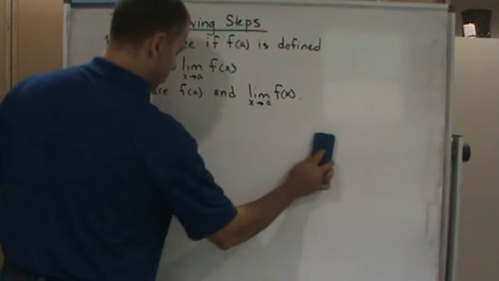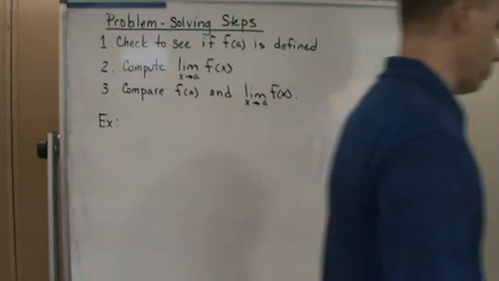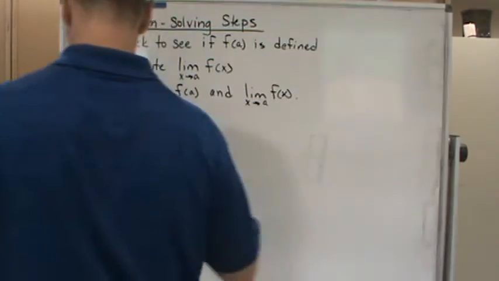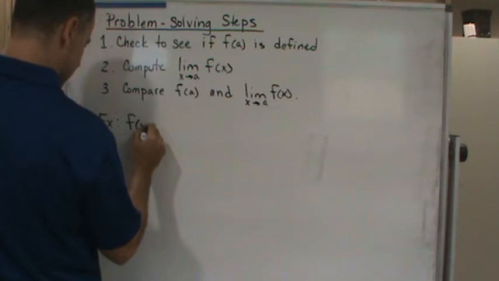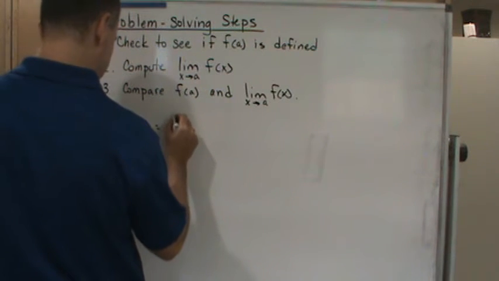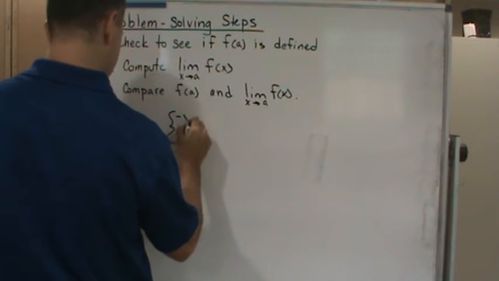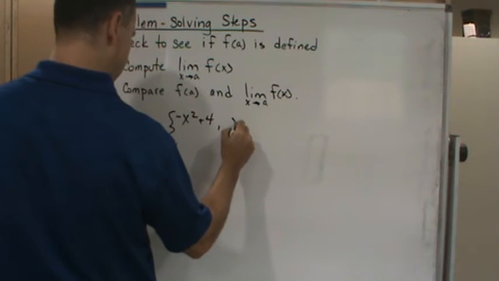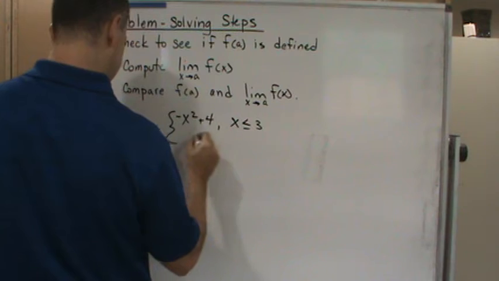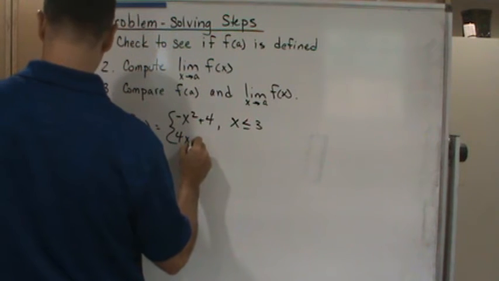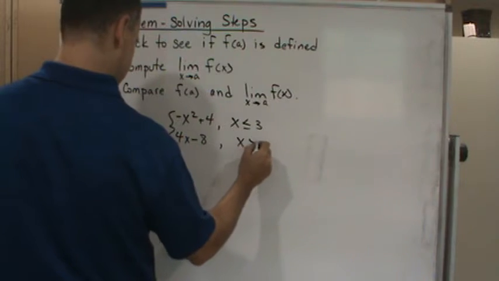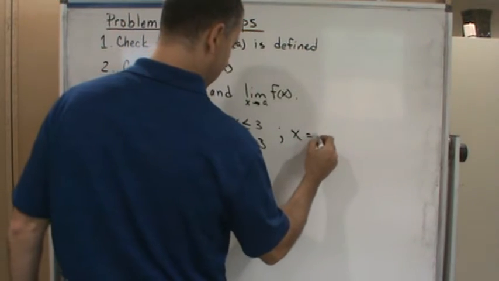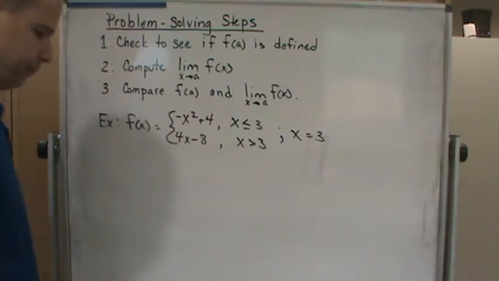Okay? So let's do another example. Let's do this one. Let's do a piecewise function. And this one's going to be f of x equal to negative x squared plus 4 for x less than or equal to 3. And then, of course, we have 4x minus 8 for x greater than 3. And we're interested in what's going on at x equals 3.